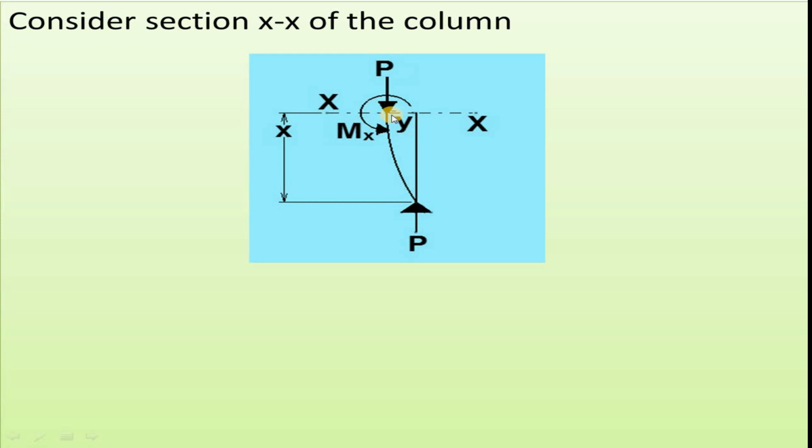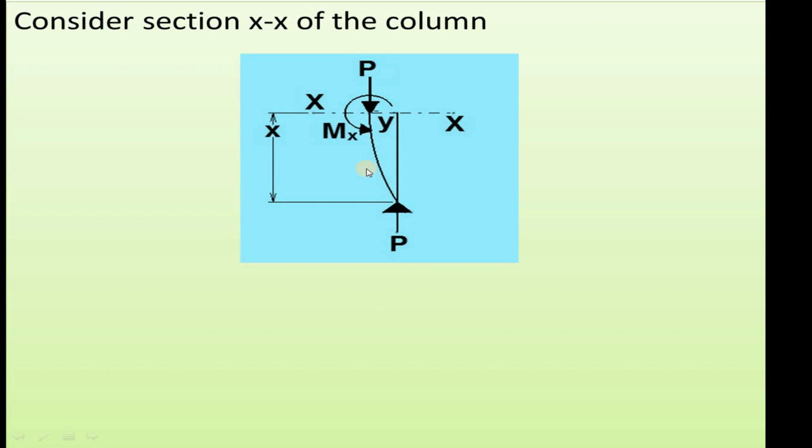And Y is nothing but the deflection value, the amount of deflection that happened inside the column. One more thing, the direction of resisting force P is downward. Therefore, the sign convention of this force P will be negative. X is the distance between end A and section XX, and Mx is the bending moment acting at section XX.